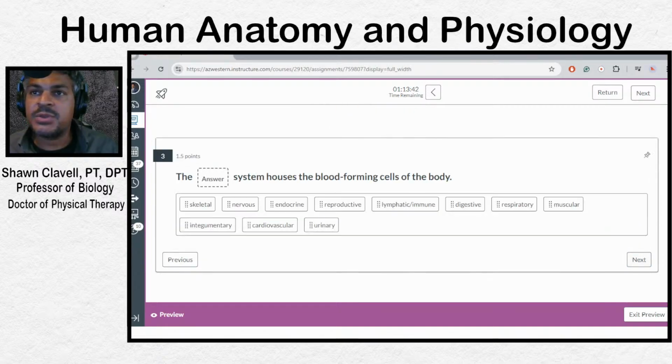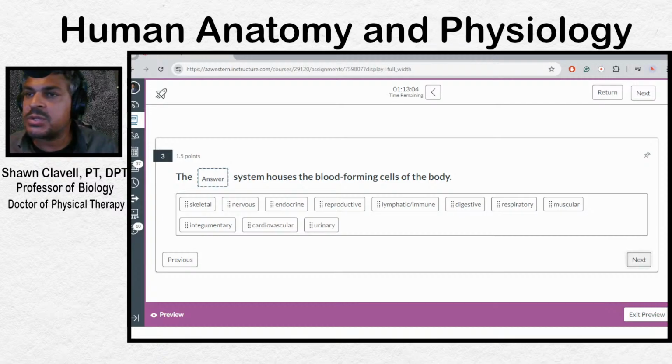Oh, here's one that's associated with some of the body systems. So now we're looking at: the blank system houses the blood forming cells of the body. So which of the 11 systems is responsible for production of blood cells, or the blood forming cells in the body? You would take that answer and just put it in the box. And that's how you would get your correct answer. So multiple choice here, right?